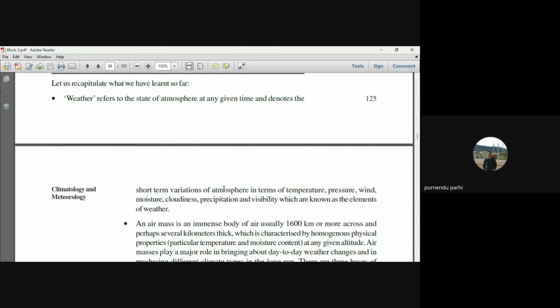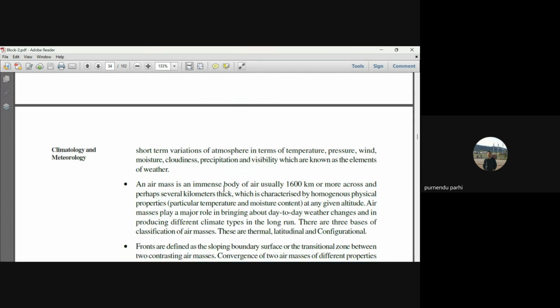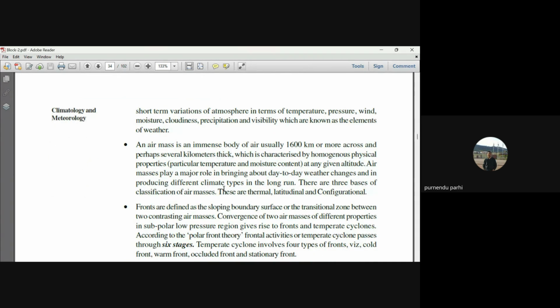So, in summary, we can say the weather refers to the state of atmosphere at any given time and denotes the short-term variation of atmosphere in terms of temperature, pressure, wind, moisture, cloudiness, precipitation, and visibility, which are known as the elements of weather. An air mass is an immense body of air, usually 1600 km or more across and perhaps several kilometers thick, which is characterized by homogeneous physical properties at any given altitude.